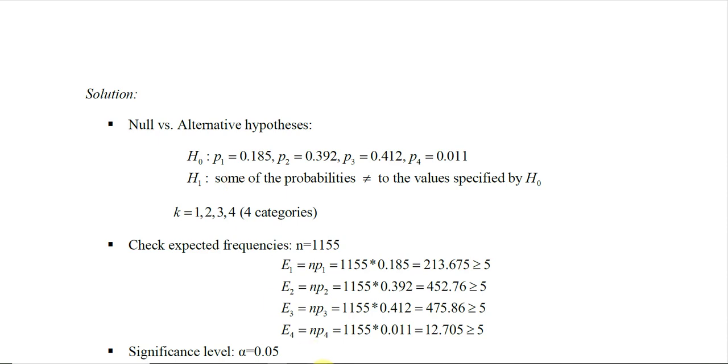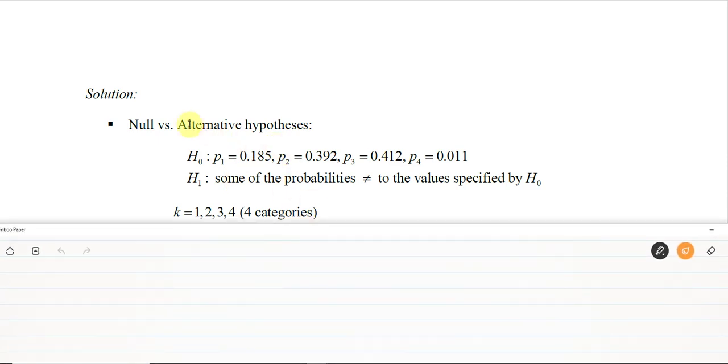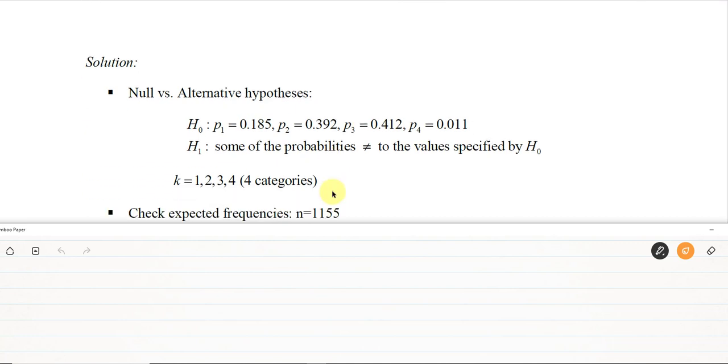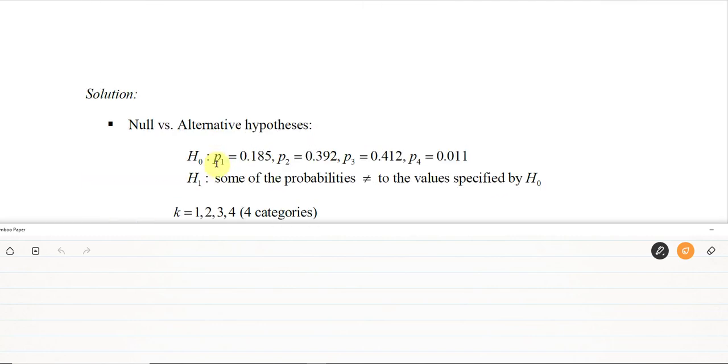So the null hypothesis here is that we assume the null hypothesis is always the original assumption. The original assumption of 5 years before is that for calorie number 1 it is 18.5%, and for the second calorie it was 39.2%. So I place that in the null hypothesis H0. P1 is 18.5% or 0.185. Make sure all the percentages we convert back to decimal values.